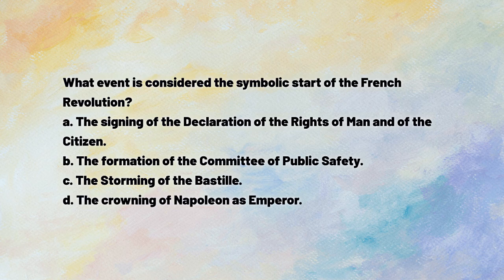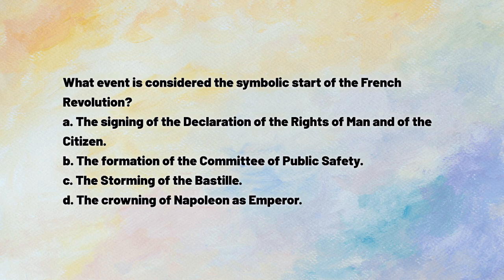What event is considered the symbolic start of the French Revolution? A. The signing of the Declaration of the Rights of Man and of the Citizen. B. The formation of the Committee of Public Safety. C. The storming of the Bastille. D. The crowning of Napoleon as Emperor. Answer C. The storming of the Bastille.